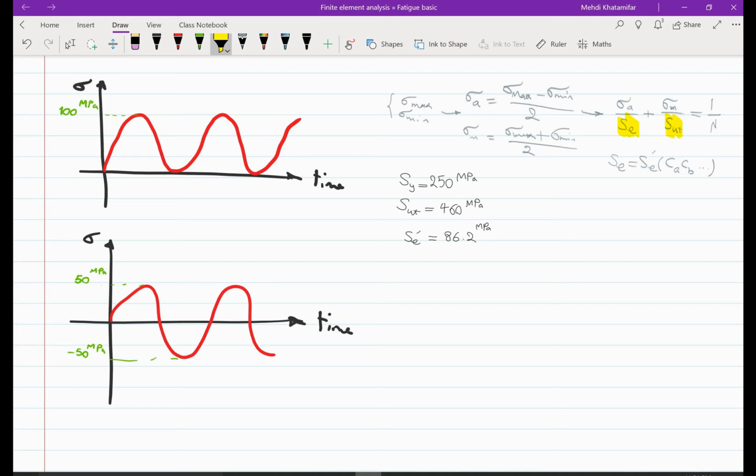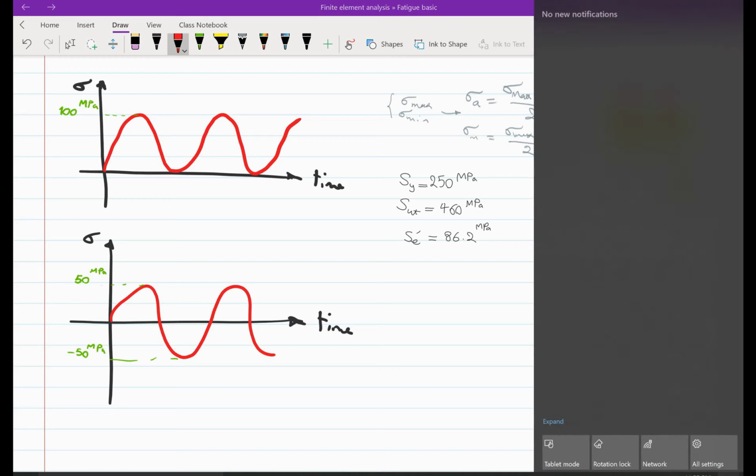By the way, for this case, let's consider these correcting factors all 1. Later I'm going to show you how you can change it. So we have ultimate stress and endurance stress. Now you need to know the alternating stress and mid-range stress to be able to find N. To find these, we need to go back to ANSYS and calculate the maximum and minimum stress there.